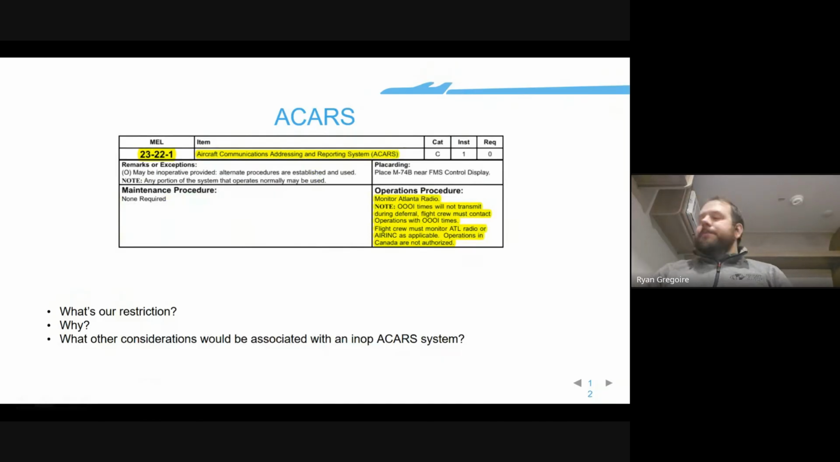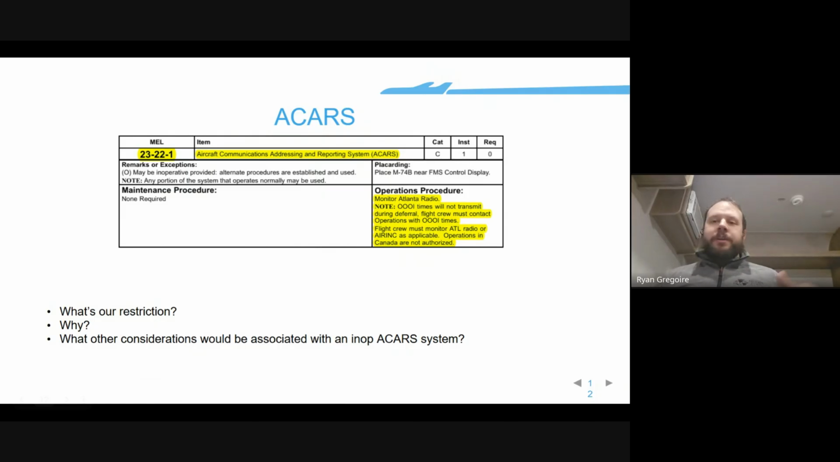ACARS. All right. Don't ask me what the acronym means because I can never remember. But essentially what ACARS is, and you guys may have talked about this already, it is a text messaging system that allows the dispatchers and pilots to communicate with one another, as well as ATC and pilots, via text message, essentially. They have a screen on the flight deck that will display these messages.